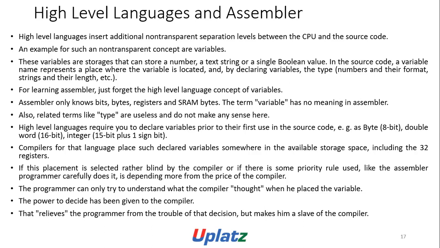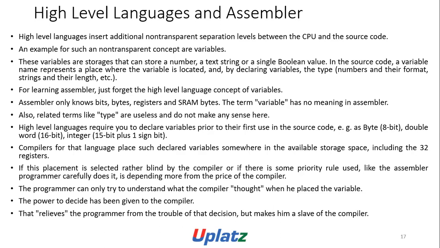For learning assembler, just forget the high-level language concept of variables. Assembler only knows the bits, bytes, registers, and SRAM types. The term variable has no meaning in assembler. Also, related terms like type are useless and do not make any sense here. Higher level languages require you to declare variables prior to their first use in the source code. Example: as byte, 8-bit, double word, 16-bit integers, 15-bit plus 1 sign bit.